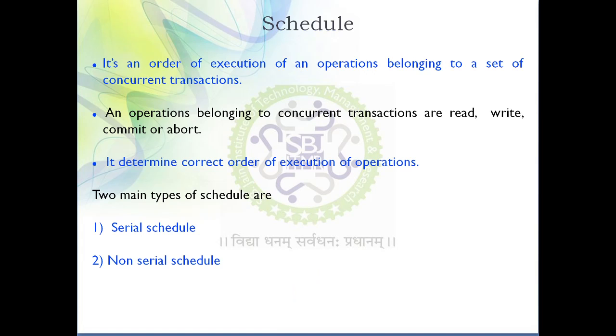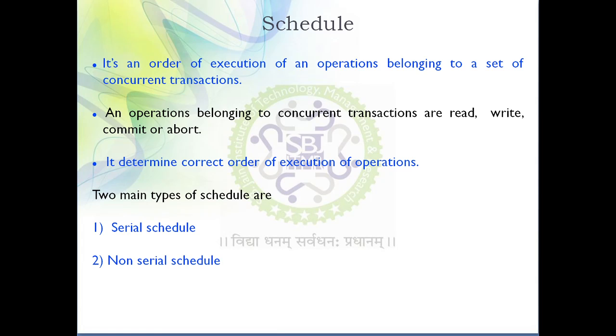So what is a schedule in case of DBMS? Schedule is nothing but the order of execution of operations belonging to a set of concurrent transactions, because in a database n number of transactions are executing concurrently and every transaction consists of a set of operations. We want to avoid conflict between two operations while accessing a particular data item. So we need to decide a sequence of order in which that data item can be accessed by different operations belonging to different transactions, and that sequence is nothing but a schedule. That's why schedule is important.